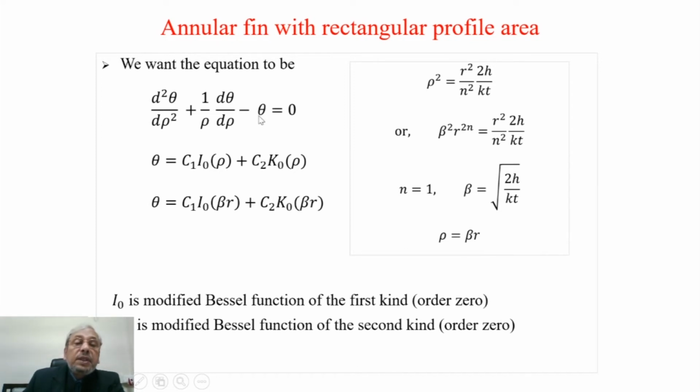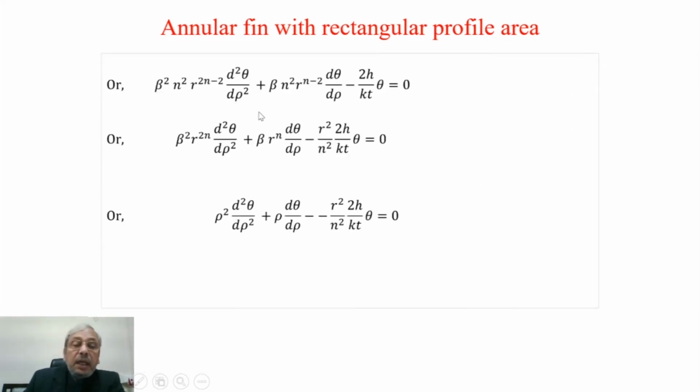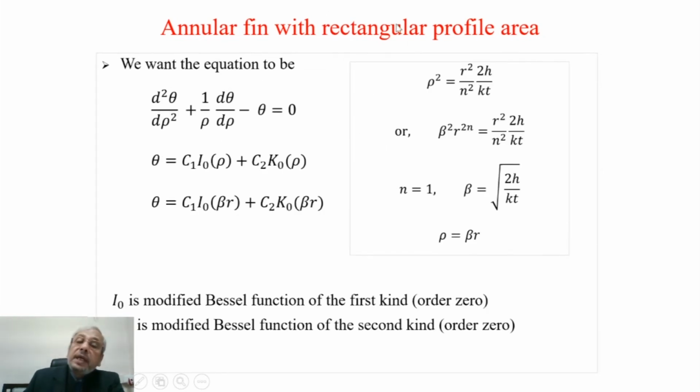So if this has to be theta, then clearly we can see rho square has to be equated with this term, and that has to make physical sense. So rho square is r square by n square twice h by kt. That means beta square r to the power twice n is r square by n square twice h by kt. H is the heat transfer coefficient, K is the thermal conductivity of the material, T is the thickness of the fin. These are all physical parameters.